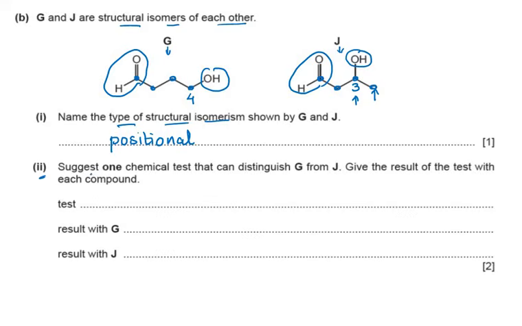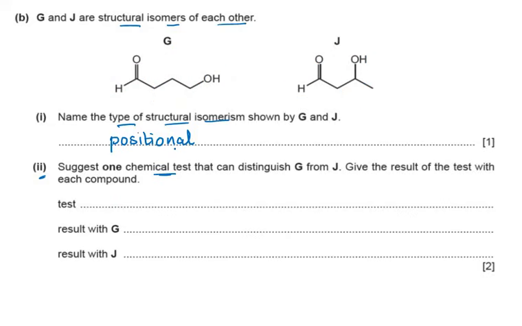Now the next sub question says, suggest one chemical test that can distinguish G and J. Give the results of the test with each compound. For this we need to look at the structure again. Now what's the difference between G and J? We have already seen that the change is the position of OH. Now how can that be tested? The OH is bonded to a carbon which has a CH3 group beside it. Now this part of the molecule will show a test with alkaline iodine.